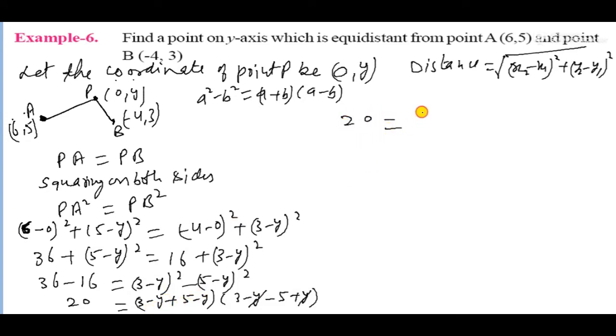So it is 36 minus 16 transferred to this side, and it is 3 minus y whole square minus 5 minus y whole square. So it is the 20, and it is the formula a square minus b square.